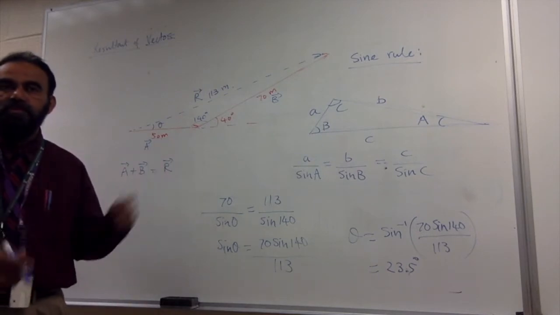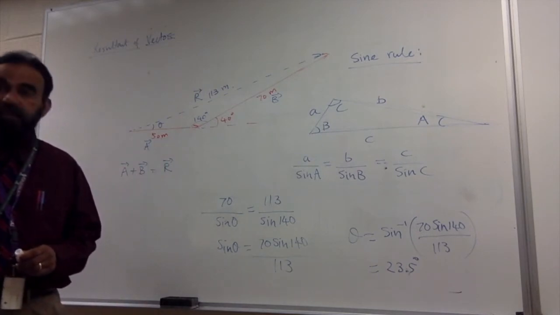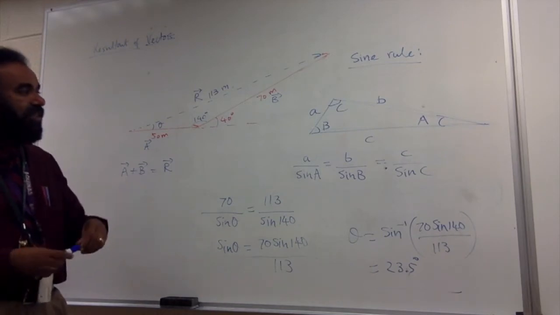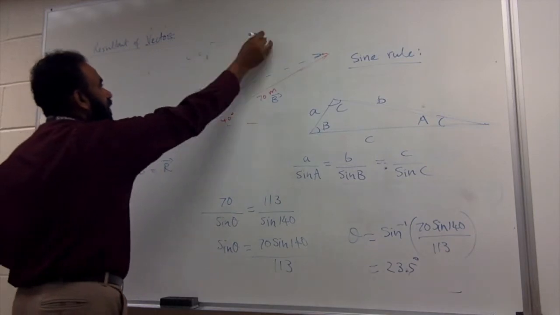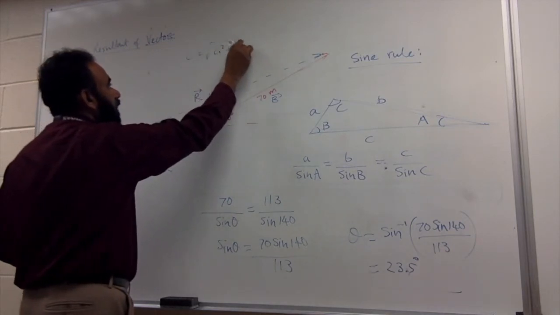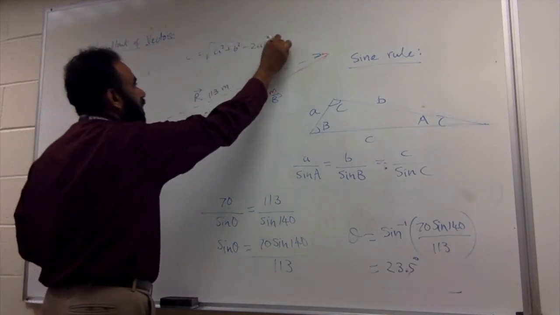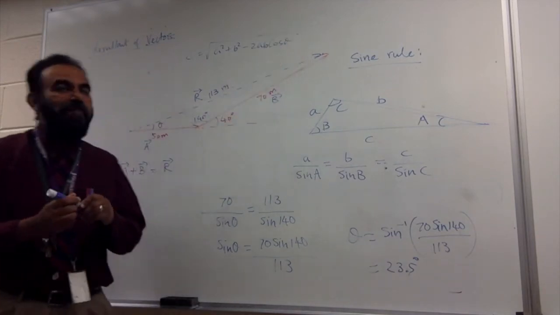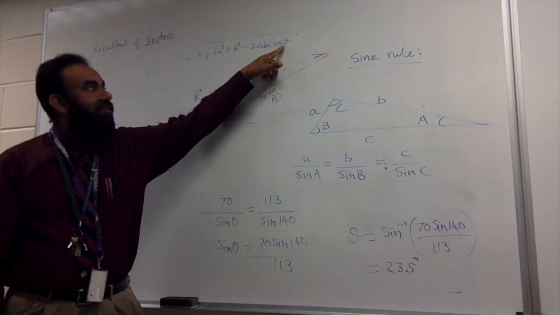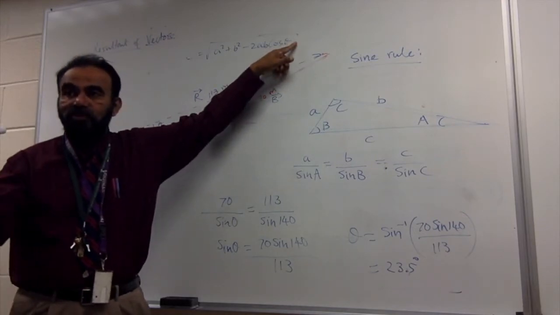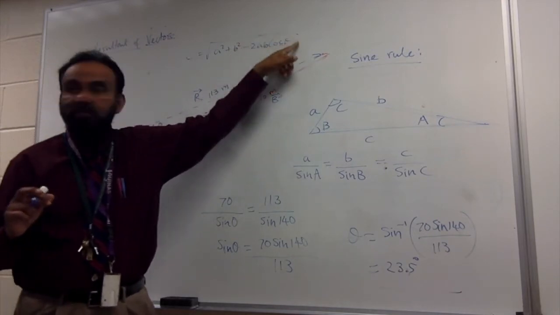All you have to do is just use cosine rules and sine rules, and that's it. You can see that equation for cosine: C is equal to square root of a squared plus b squared minus 2ab cosine theta. What is going to happen if the angle is 90 degrees here? Cosine of 90 is 0. That means this whole term vanishes.